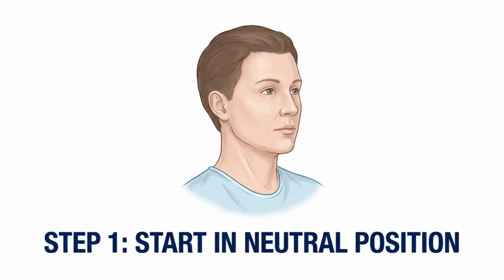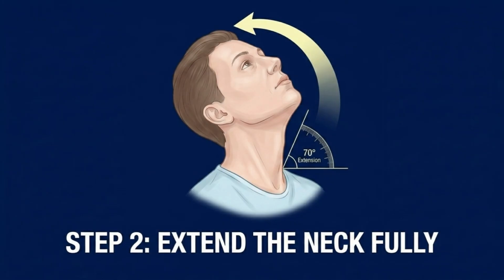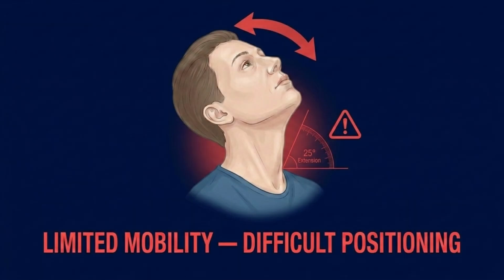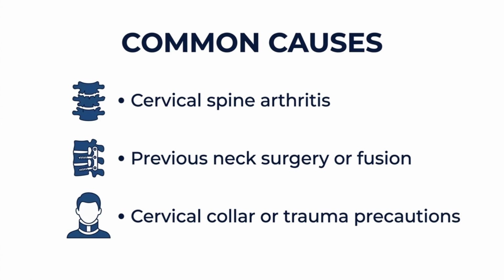Step 1. We start with the patient's head in a natural upright position. Step 2. We ask the patient to tilt their head back as far as they comfortably can. If the neck extends more than 35 degrees, that's normal mobility. Positioning should be easy. If the neck extends less than 35 degrees, that's limited mobility. Positioning becomes much harder. Common causes of limited mobility include arthritis of the neck, previous neck surgery, or a neck brace.